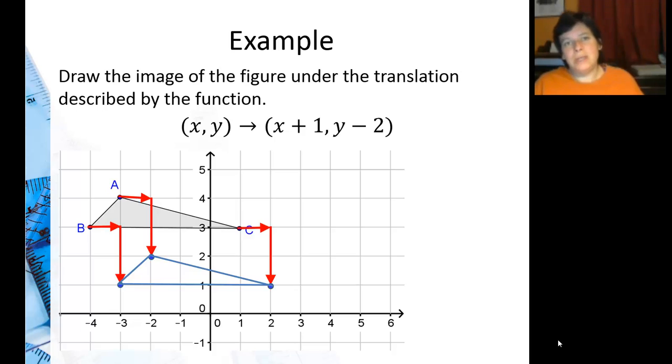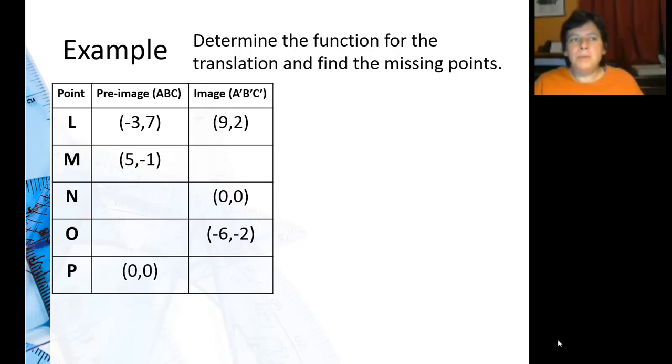So drawing a translation given a function should be pretty straightforward. It's probably a little trickier to determine the function if I just give you the coordinates without a graph. So here you can see in this table I have the pre-image, the original, and the image, the final. How do I get from the pre-image to the image? Well, if you remember that x2 minus x1 that we use for basically the horizontal leg on the distance formula, it works pretty well here too.